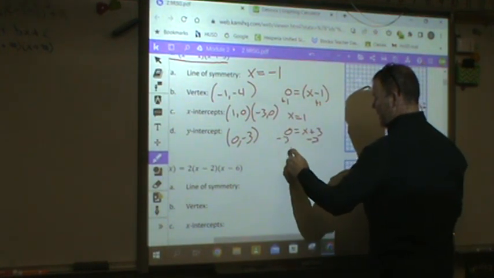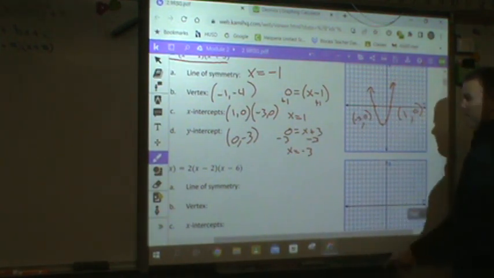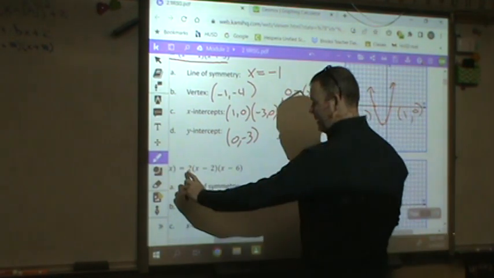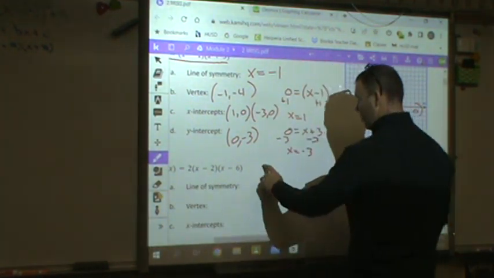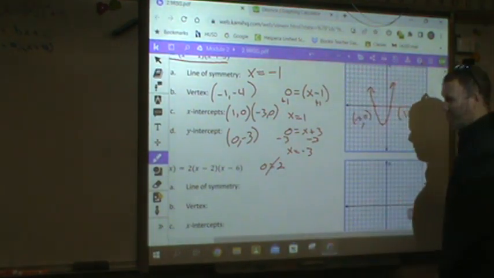I solve by subtracting 3. X equals -3. So if my input is 0, my output is -3. The x-intercepts are the opposite of what your factors are. Now keep in mind, this a value out here is a factor, but if we set 0 equal to 2, that doesn't jive. So I don't worry about that one.